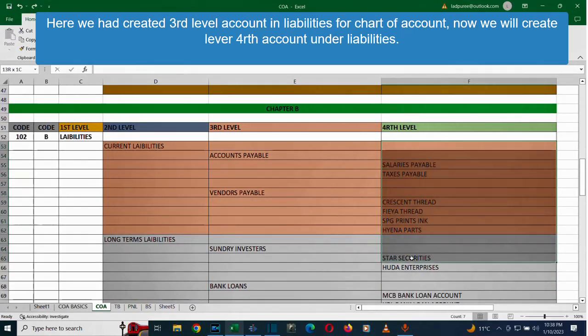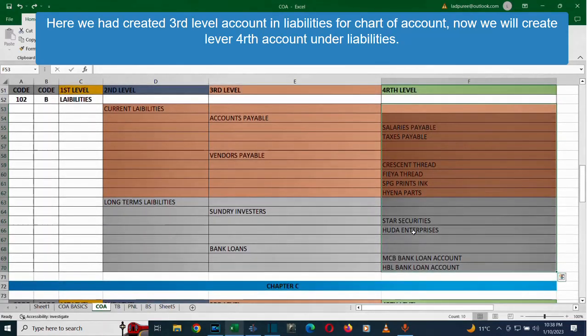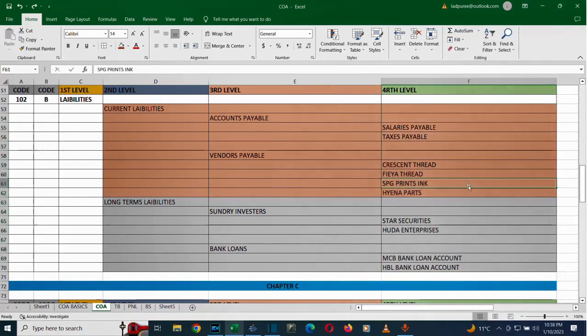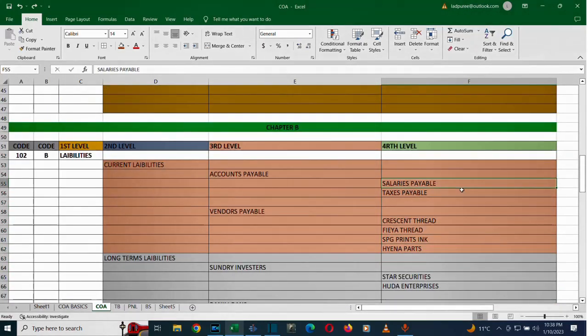Now we will create level 4 accounts under the liabilities account. Here are the level 4 accounts I mentioned already in the chart of accounts. So let's start. Stay with me. A fourth level salaries payable account under the third level accounts payable account. Taxes payable, fourth level account under third level accounts payable.